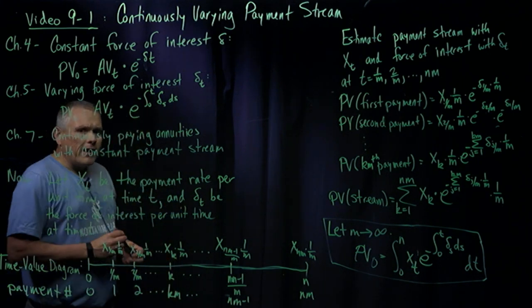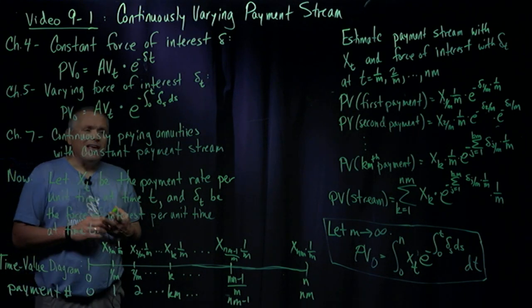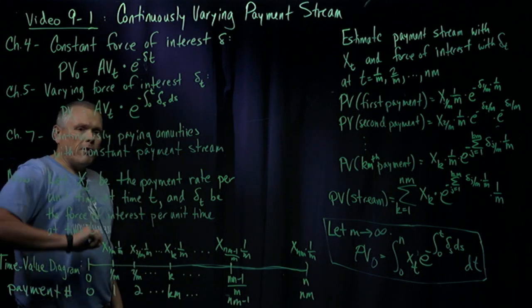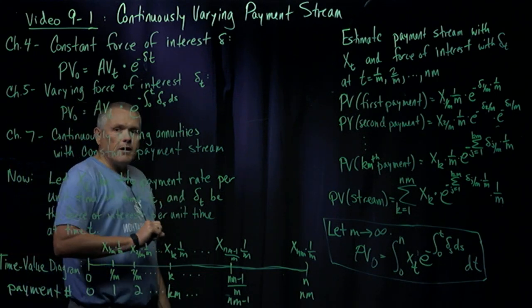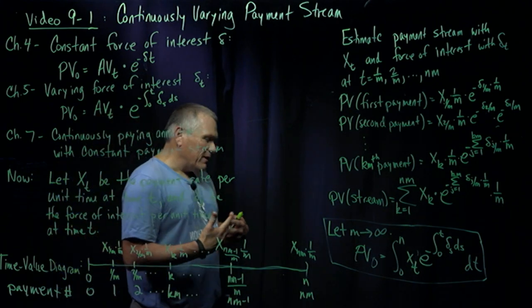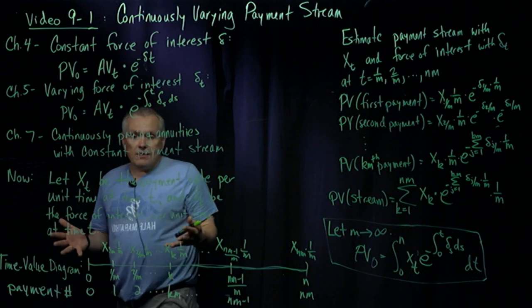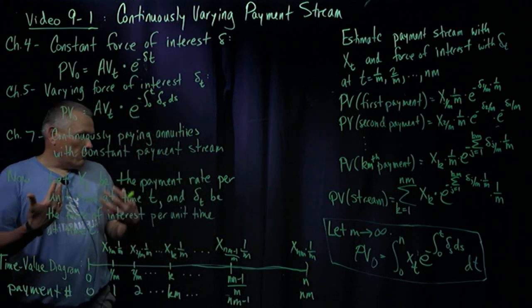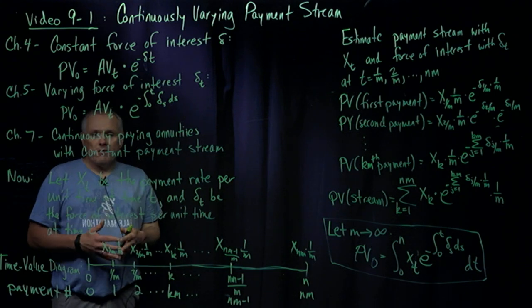So we're going to have the payment rate per unit time at a given time t. We're going to denote that with this x sub t part here, and we're going to do the force of interest with a delta t part here. So again, when we do this, the things are happening continuously. We're going to have to get a handle on it in a non-continuous fashion first, and then do what we would do in calculus by taking a limit, and then the limit will change things into integrals.